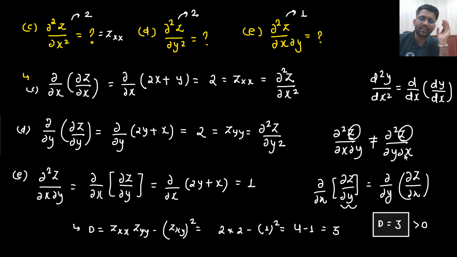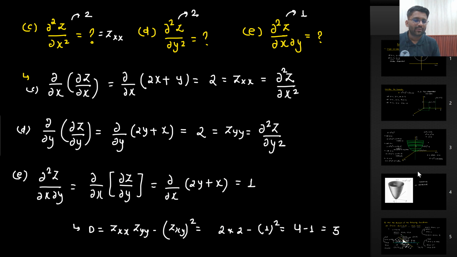But if someone is asking you directly, explicitly, that are they equal, then you would say, yes sir, they are equal only when z is continuous and differentiable as well. Then only they will be equal, otherwise they might not be equal. Is that clear to you? So that point I will mention. Let's add a page.